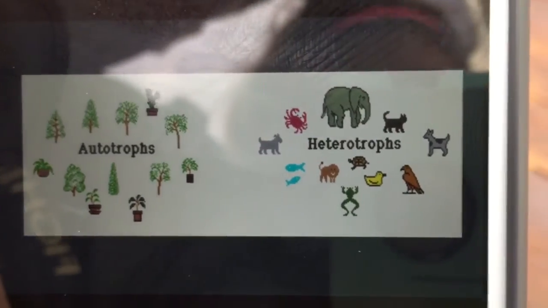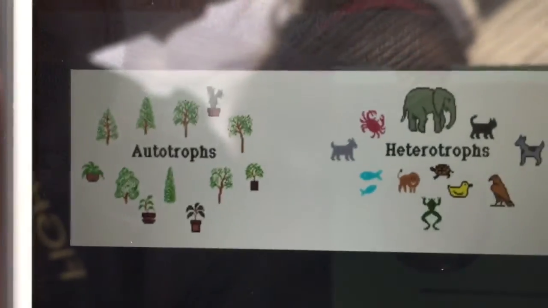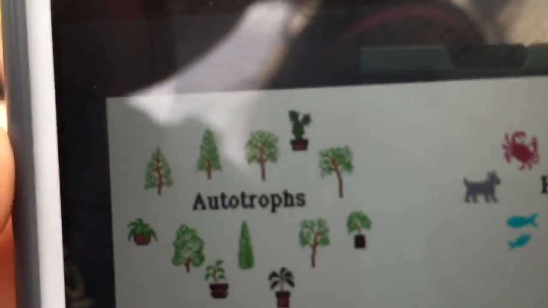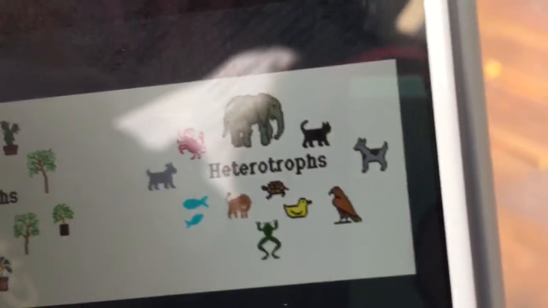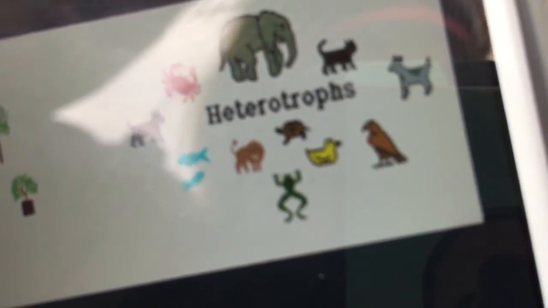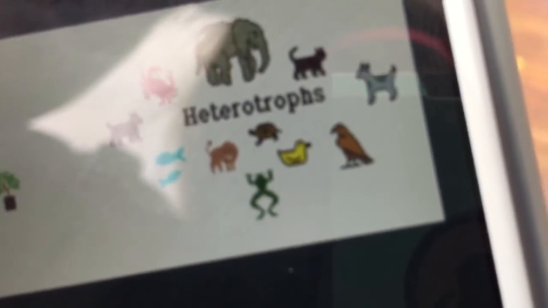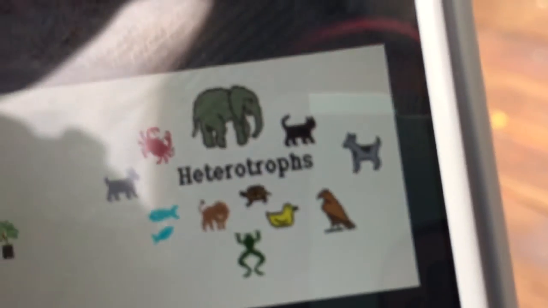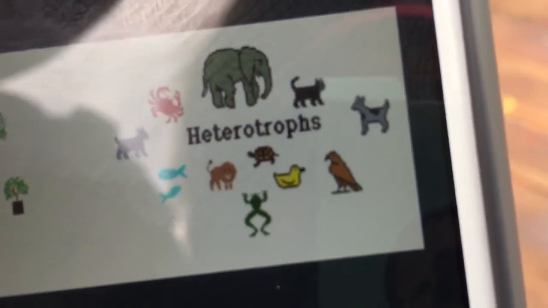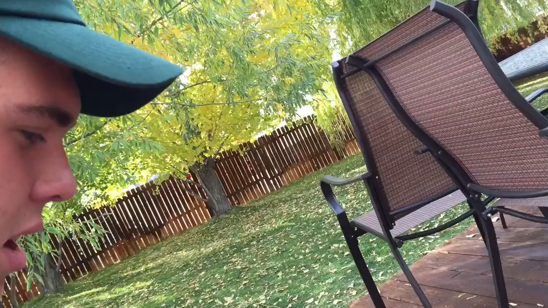Examples of autotrophs are trees, bushes, flowers, anything that's a plant pretty much, and only a plant can be an autotroph, and that's it. Some examples of heterotrophs are an elephant, crab, wiener dog, fish, duck, frog, eagle, cat, goat, turtle.